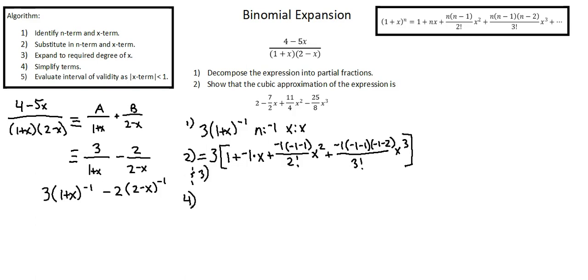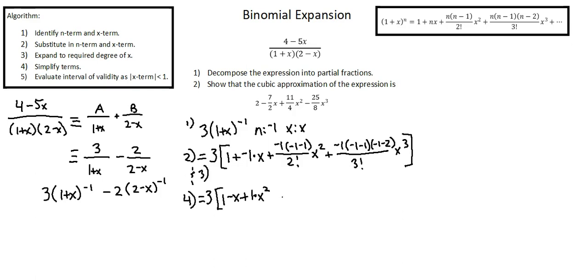Moving on to step 4, simplify terms. Still multiplying by 3, 3 open bracket. 1 plus negative 1 times x is minus x, plus negative 1 times (negative 1 minus 1), which is negative 1 times negative 2, which is 2, over 2 factorial. 2 over 2 times 1 will be 1. So we have plus 1 times x squared.